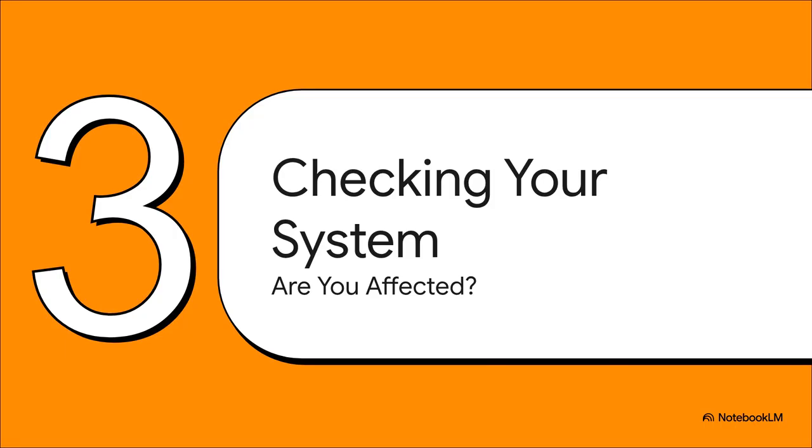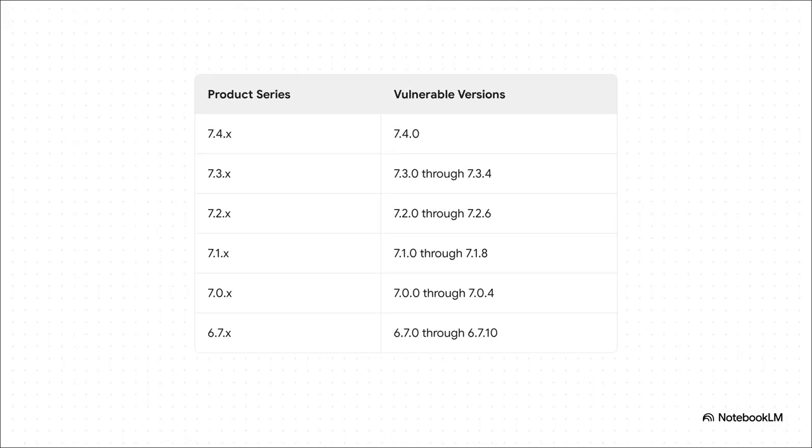Okay, enough of the doom and gloom. Let's get practical. How do you know if your systems are actually at risk? Well, it's time to go check those version numbers. All right, take a good, hard look at this table. Seriously, pause if you need to. Scan through this list. If your system is running any of these versions, and you can see it goes all the way back to the 6.7 series, then you are vulnerable, period. You need to take action right away.